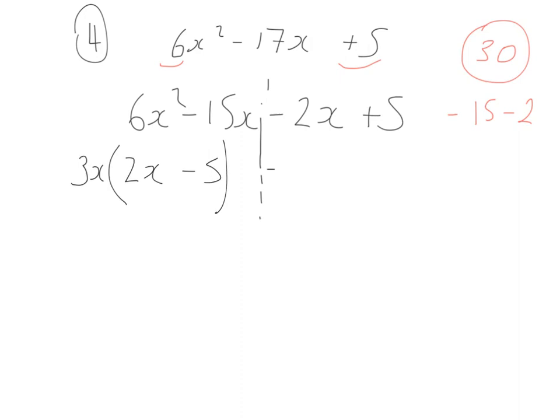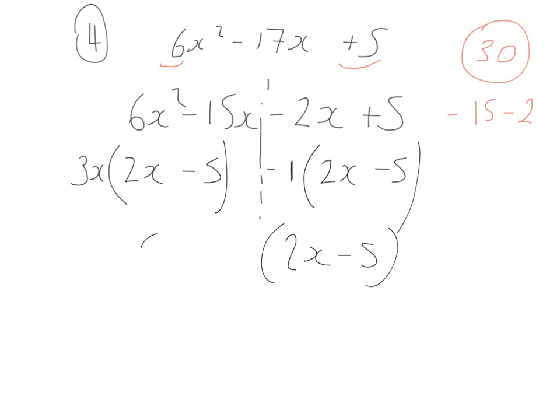Now from 2x plus 5, if it looks like I can't take anything, I can always take 1. So minus 1 times what gives me minus 2x, that's 2x. And minus 1 times what gives me plus 5, that's minus 5. So this bracket's the same. I'm on the right track. So the second bracket is 2x minus 5. First bracket is 3x minus 1. Final answer, bracket 3x minus 1, bracket 2x minus 5.